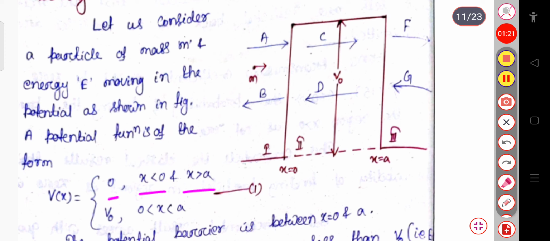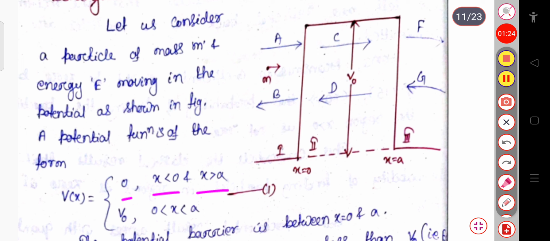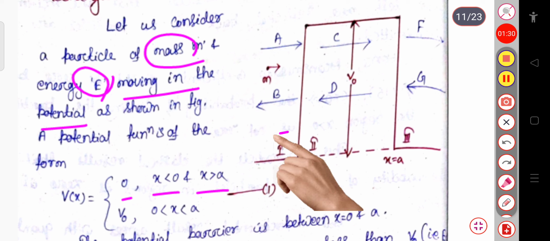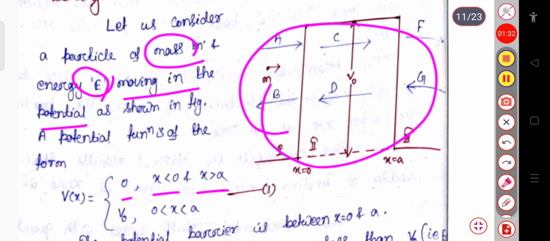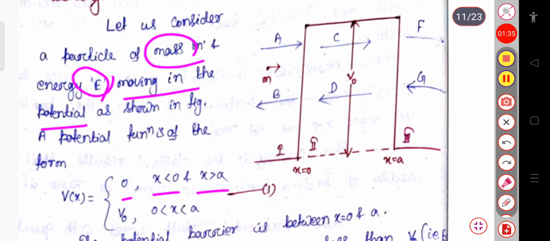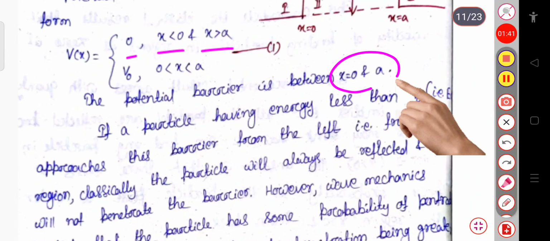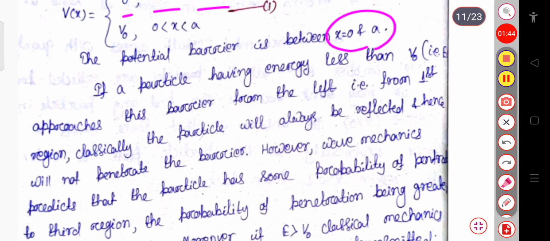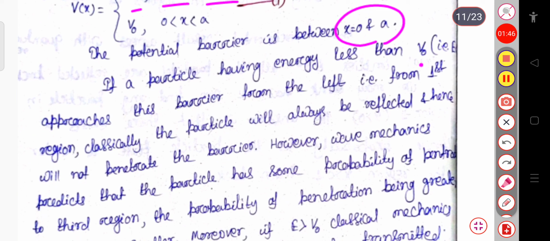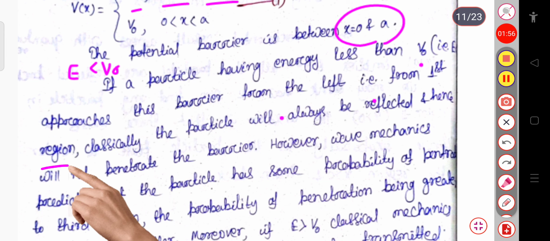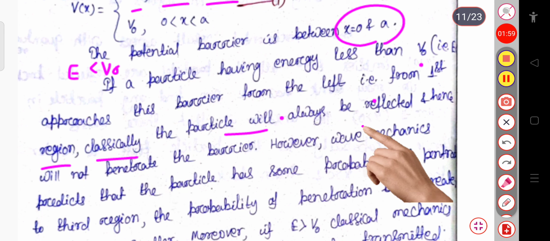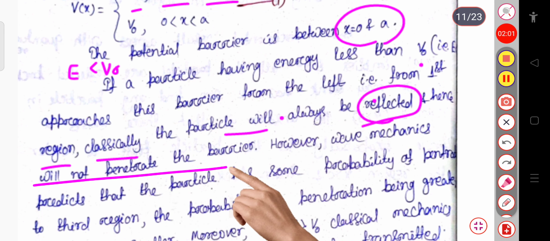Now we will consider a particle having mass m and energy E. It is moving in the potential of the rectangular potential barrier. The barrier lies between x equal to 0 and a, and its height is V naught. If a particle having energy less than V naught approaches the barrier from the left, that is from the first region, classically the particle will always be reflected and hence it will not penetrate through this barrier.